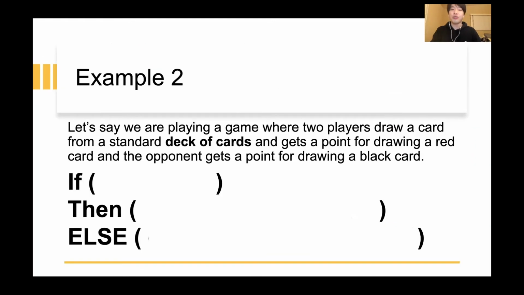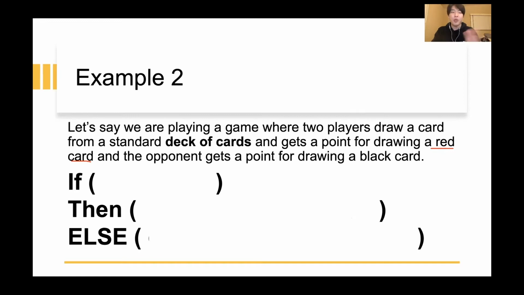Now let's do an example. We have a similar game: two players drawing cards from a standard deck of cards, and the player gets a point for drawing a red card. But if the player draws a black card, then the opponent gets a point. Got it? So in this case, how will we set up our if else statement?